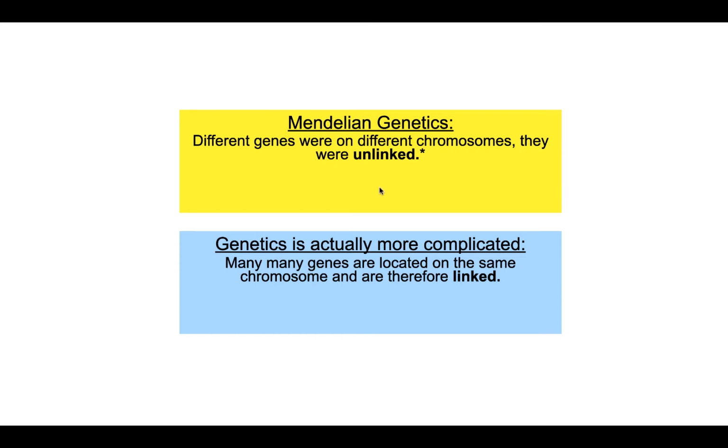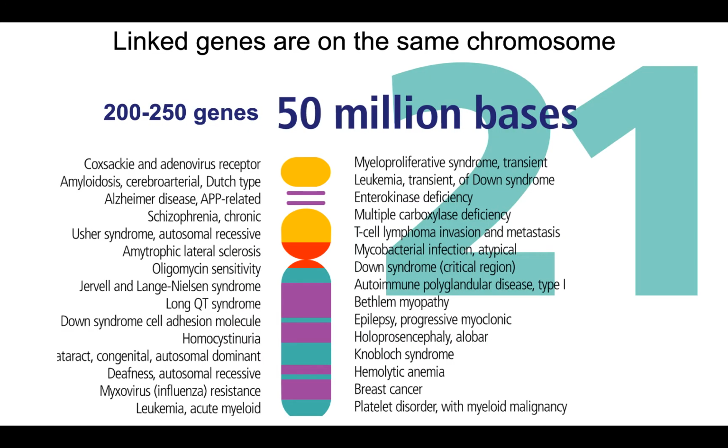Now, one thing that Mendel was lucky about is that all of the genes that he studied were on different chromosomes. And so everything he studied was unlinked, and independent assortment did indeed apply to all of those. But we know that chromosomes are very large, and that there exists on those chromosomes more than one gene. So for example, if we take a look at chromosome 21, one of the smallest human chromosomes, it's made up of 50 million bases, and there's between 200 and 250 genes there.